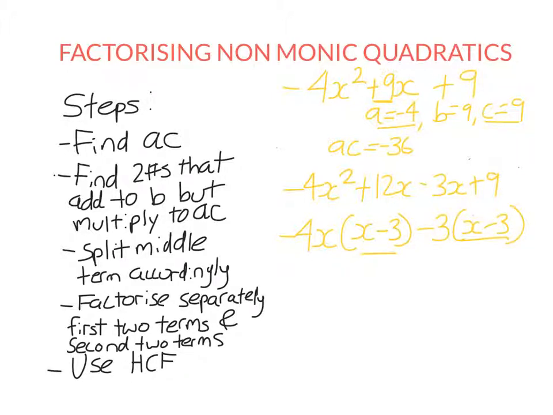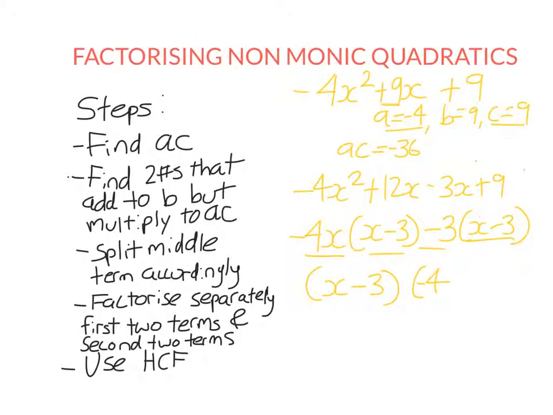Same bracket again. Move it to the front. And then what's left goes in the other bracket. So that should be minus 4x minus 3. Okay? And then we're done. If I expand this using FOIL, I should get exactly what I started with. So you can check your answers if you need.